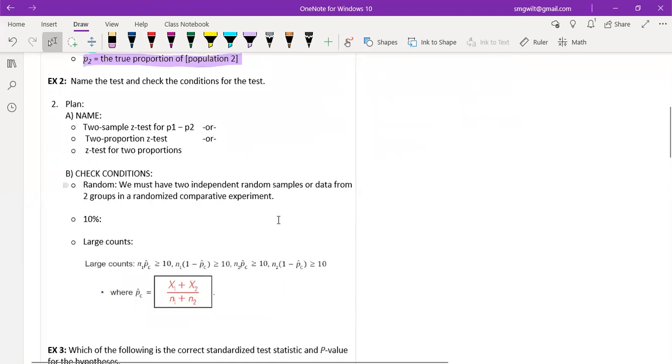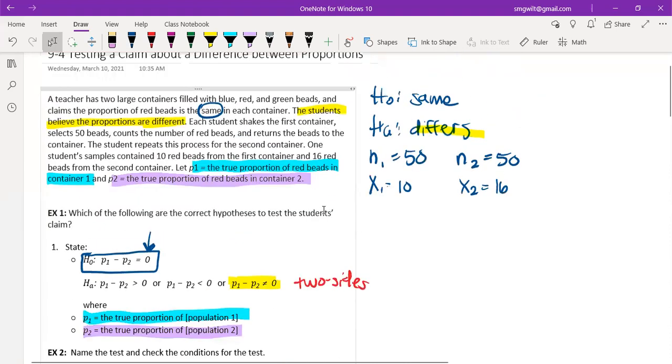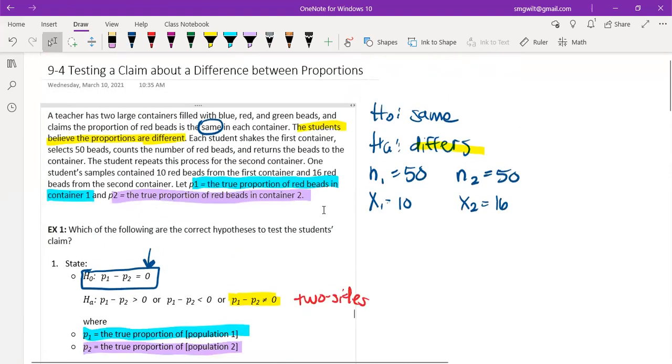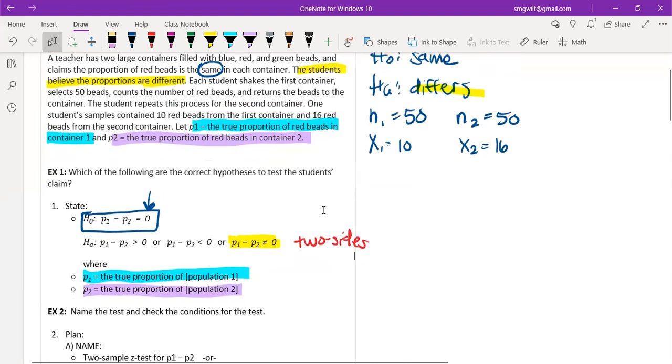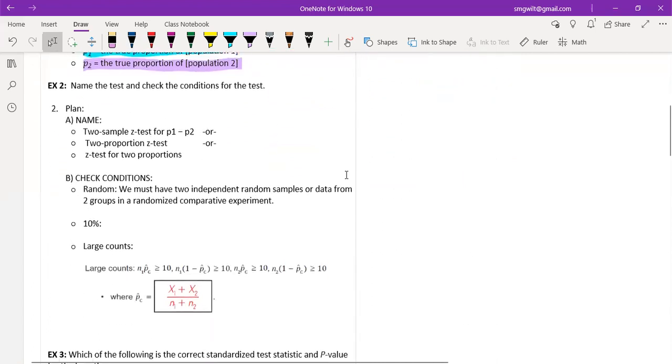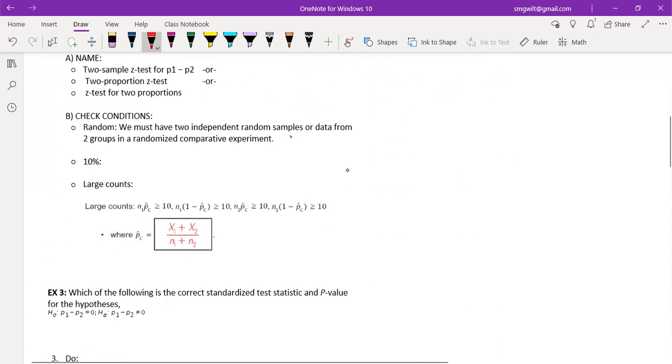So the condition that we're checking is random. So we must have 2 independent random samples, so they're separate from each other, or data from 2 groups in a randomized comparative experiment. So in this case, the fact that it is randomized is in the idea that they shake the container. So shaking the container makes it random. So it meets that condition.